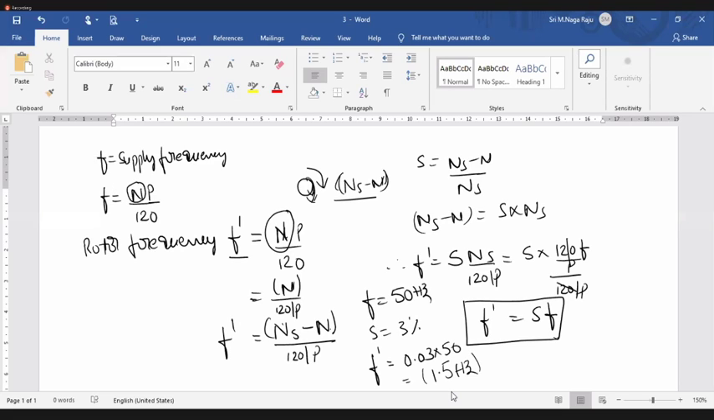Now we will discuss 2 to 3 points regarding this slip and speeds of stator and rotor, which will be useful for objective bits.